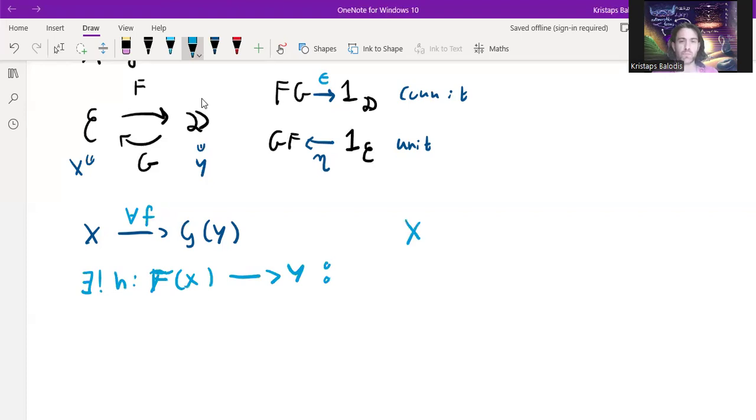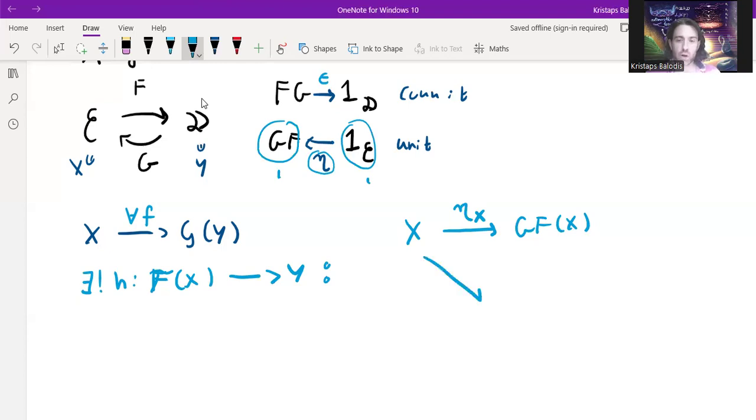commutes. So X to GFX. So remember, eta is a natural transformation between these two functors. So that says that eta gives me a map for each x. If I plug in x to both of these, which is what I've done here, I should get some map eta sub x between these, right?